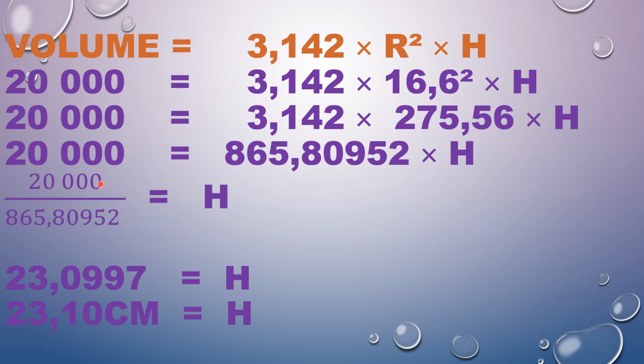So I'm now saying 20,000 divided by 865,8, and I have an answer of 23,0997. That's my height. Keep in mind, we're going to round off our answer to 2 decimal places. So my final answer is 23,1 centimeters.